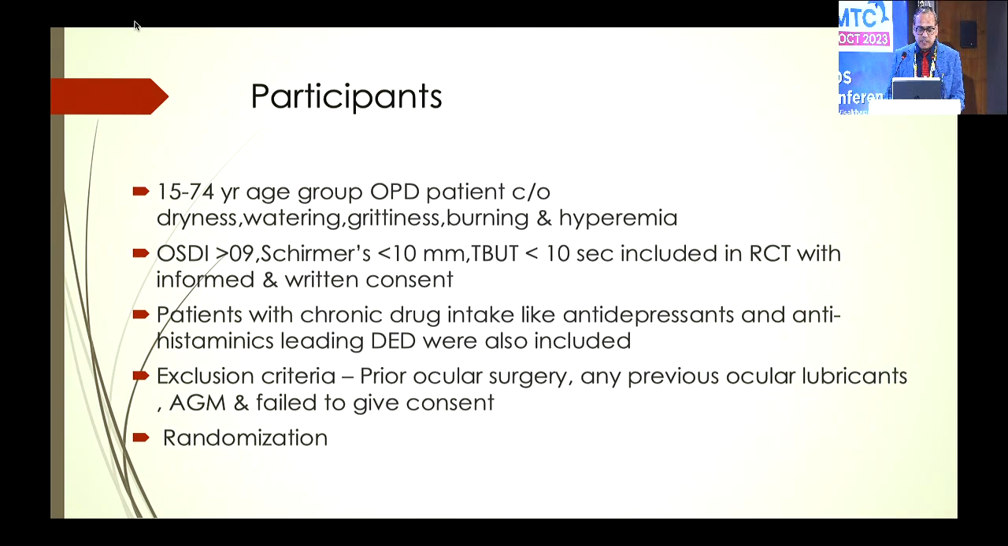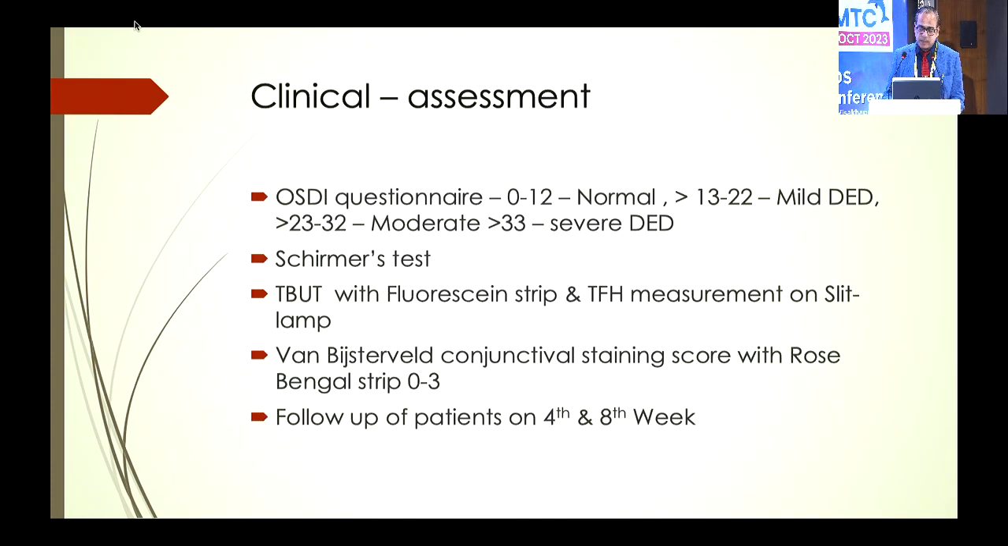Participants were in the 15 to 74 age group, OPD patients complaining of dryness, watering, grittiness, burning and hyperemia, with OSDI of more than 9, Schirmer and TBUT less than 10 seconds, included in the RCT. Patients with chronic drug intake leading to dry eye disease were also included. Exclusion criteria: prior ocular surgery, any previous ocular lubricants, and failure to give consent. Patients were clinically assessed by OSDI questionnaire, Schirmer test, TBUT, fluorescein test, and conjunctival staining score with rose bengal strip, and followed up at the 4th and 8th week.